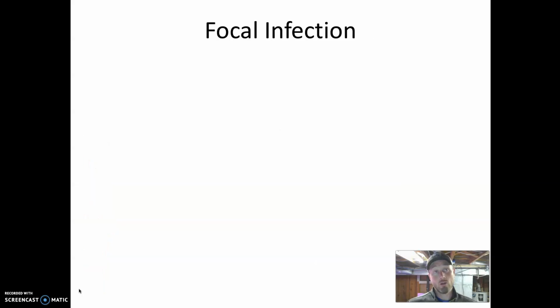So we've got localized infections. They're affecting one organ system. The microbe is growing in that one place. We've got systemic, where the microbe is growing all over the body, affecting lots of body systems. The next kind of pattern of infection we want to have the terminology for is a focal infection.